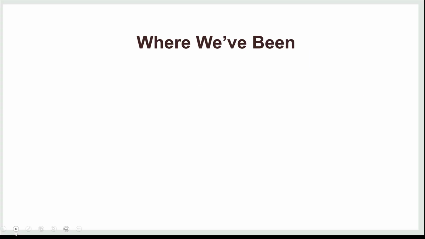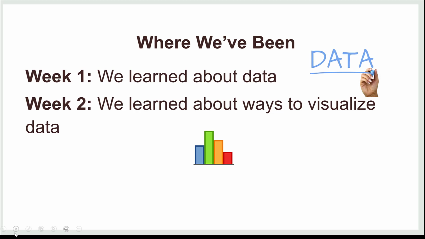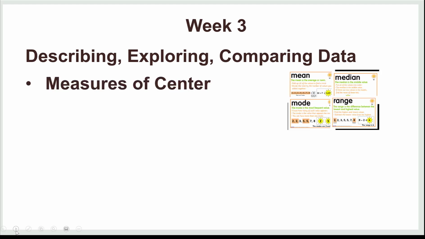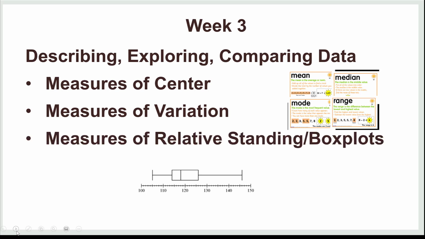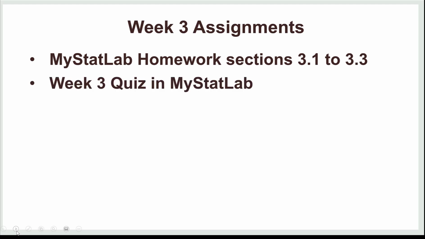So let's take a look at where we've been. In week 1, we learned about data, and in week 2, we learned about ways to visualize data. This week, in week 3, we're going to describe, explore, and compare data, and we're going to calculate measures of center, measures of variation, and measures of relative standing, which will lead us to another graphical display for data called the box plot. So your assignments for this week include MyMathLab homework for sections 3.1 to 3.3.